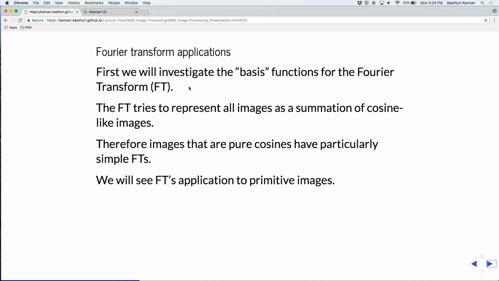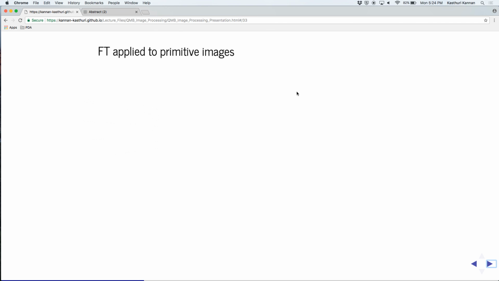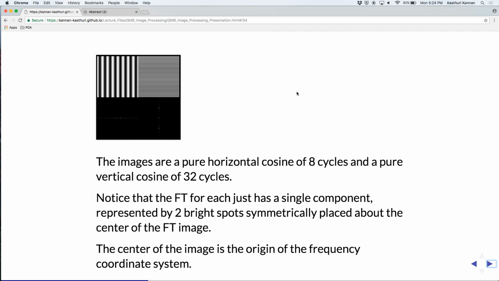So, the Fourier transform applications, right? First, we will investigate the basis functions of the Fourier transform. If you look at the Fourier transform, it's cos x plus i sin x, right? The real part is a cosine, and this has a special name, the cosine transformation. So in general, if you look at only the real part, it's cosine-like images, and that's what we are seeing here. It has a pure cosine component, and let's find some primitive applications of this.